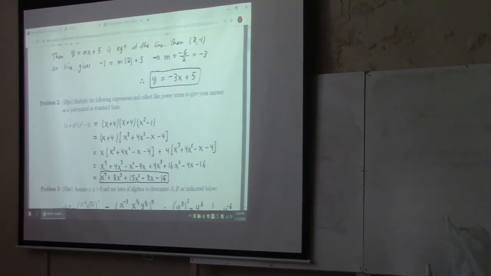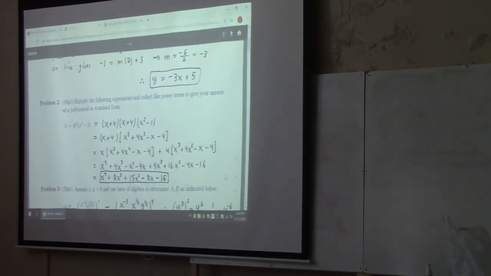Multiply the following expressions and collect like power terms. I feel like some people got this right. I can't remember how it actually went down. But so for this sort of thing, I just multiply it out and distribute. So I don't really have much to say here. Any questions?